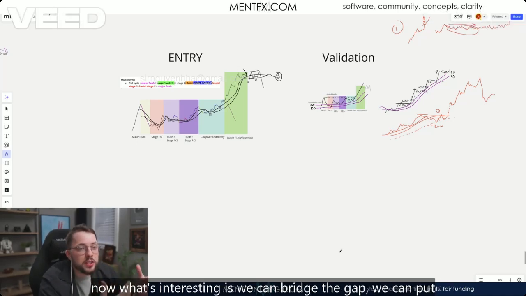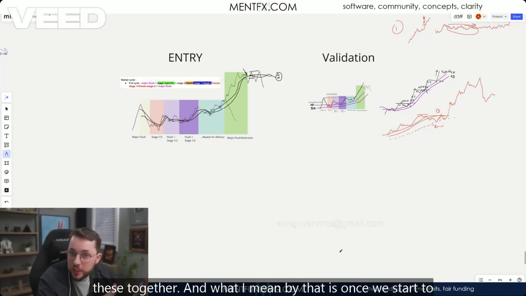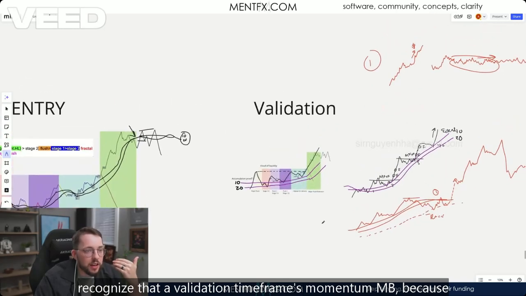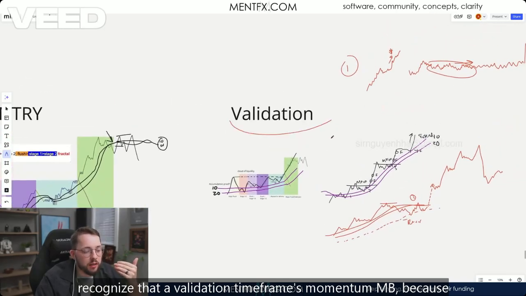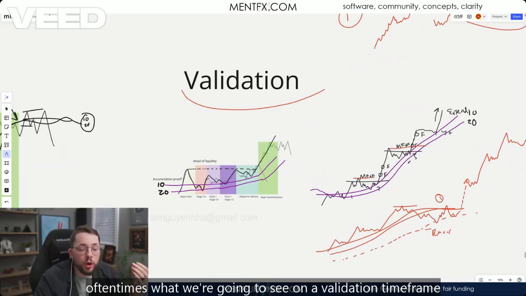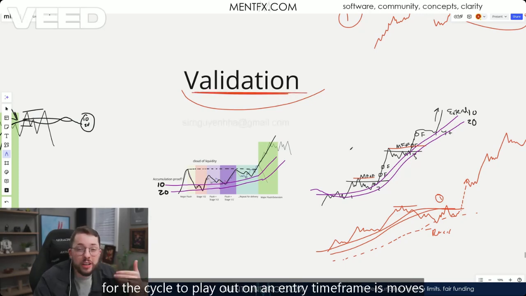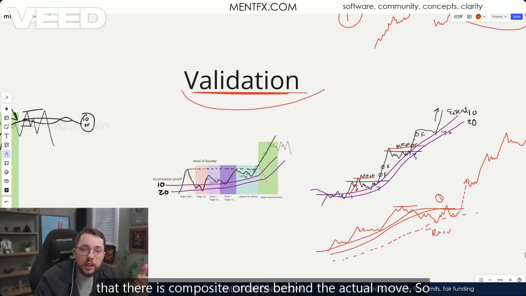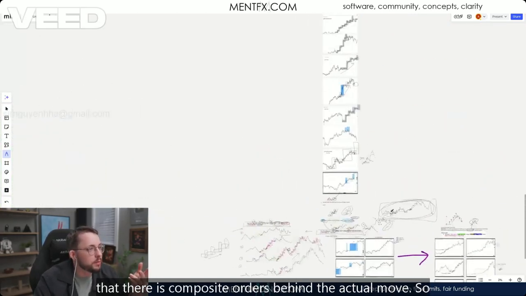So now what's interesting is we can bridge the gap. We can put these together. And what I mean by that is once we start to recognize a validation timeframe momentum MB, because oftentimes what we're going to see on a validation timeframe for the cycle to play out on an entry timeframe is moves that are drastic, that are quick, that are proving that there are composite orders behind the actual move.